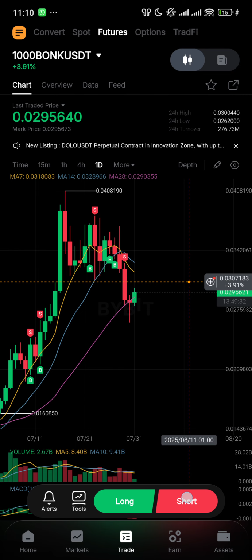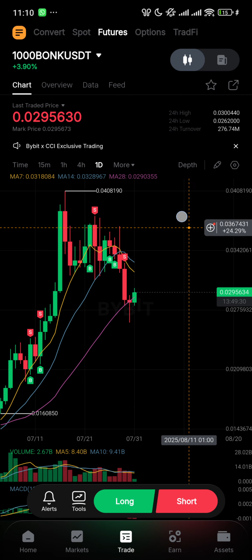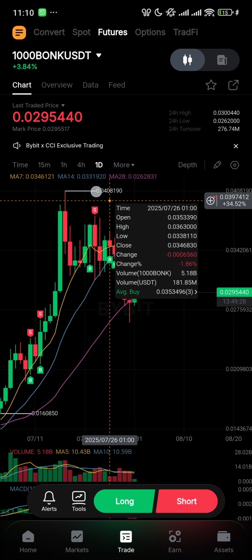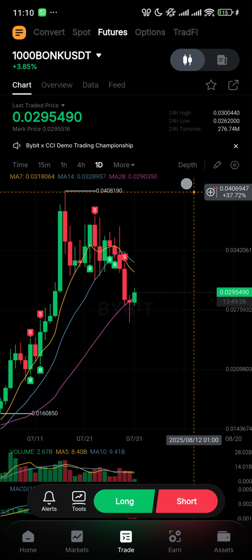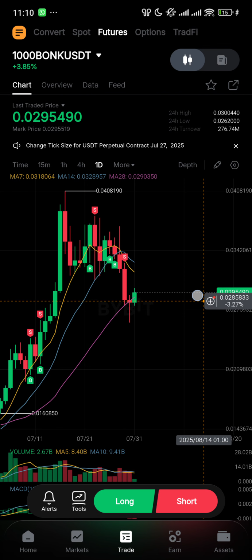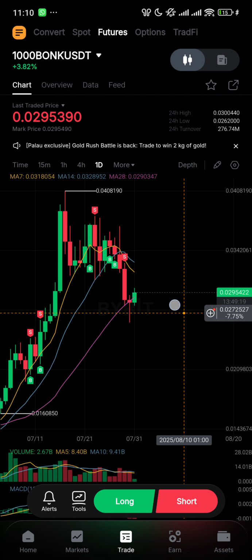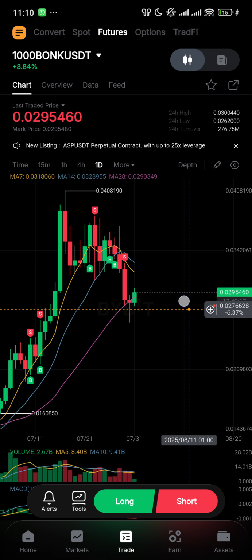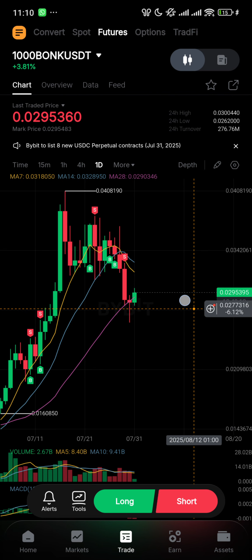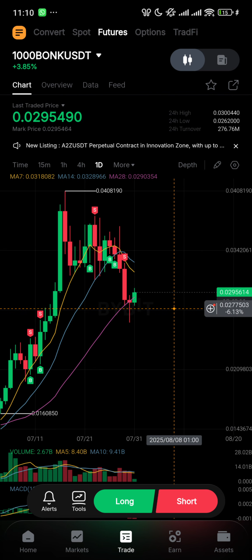But for shorts, it means the price is at this top, somewhere here. At this top, you believe it's going to come down. You believe it's going to come down. That's shorts, right? So we have long, we have short. Long means you are buying, while short means you are selling. So when a signal tells you long, it means you are buying that token. So when the price goes up, you are going to sell.